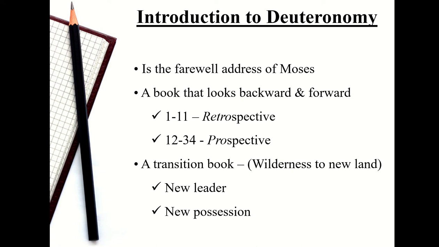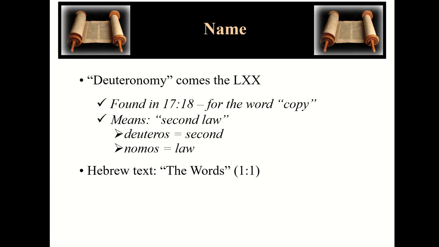You remember that the book of Deuteronomy is a farewell address of Moses. It's a book that looks both backward and forward. The first 11 chapters seem to be retrospective, whereas chapters 12 to 34 are prospective. And we see that more as we go through each of the chapters. This is a transition book. It's a transition from the wilderness wanderings to the new land, to the promised land. They're going to have a new leader and a new possession.